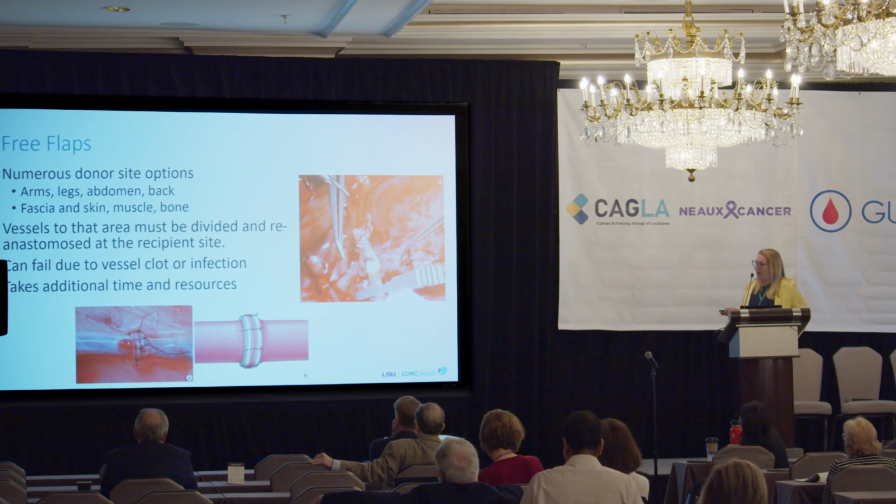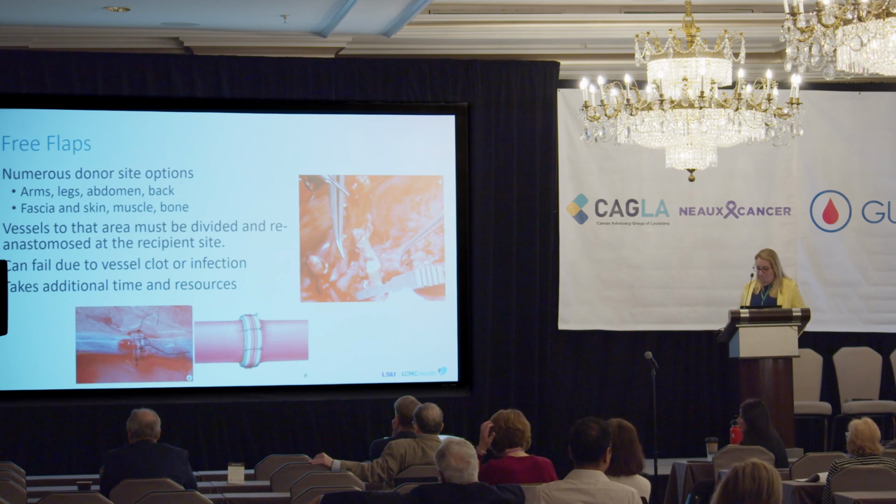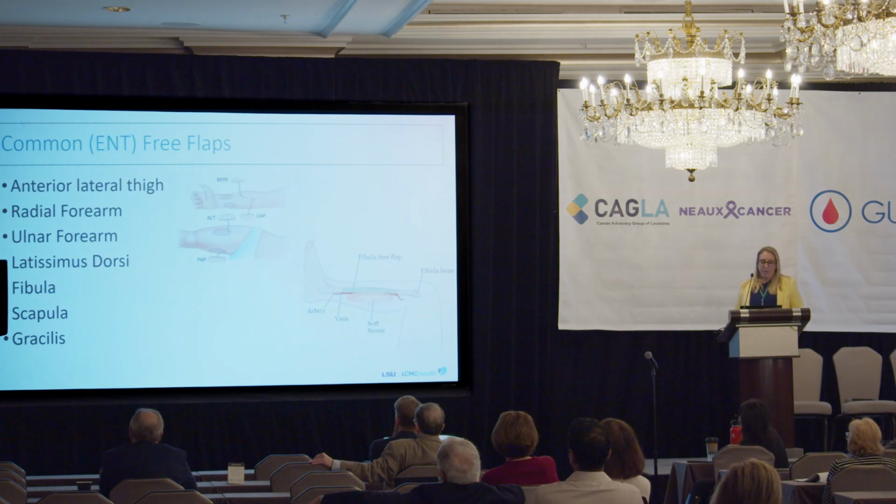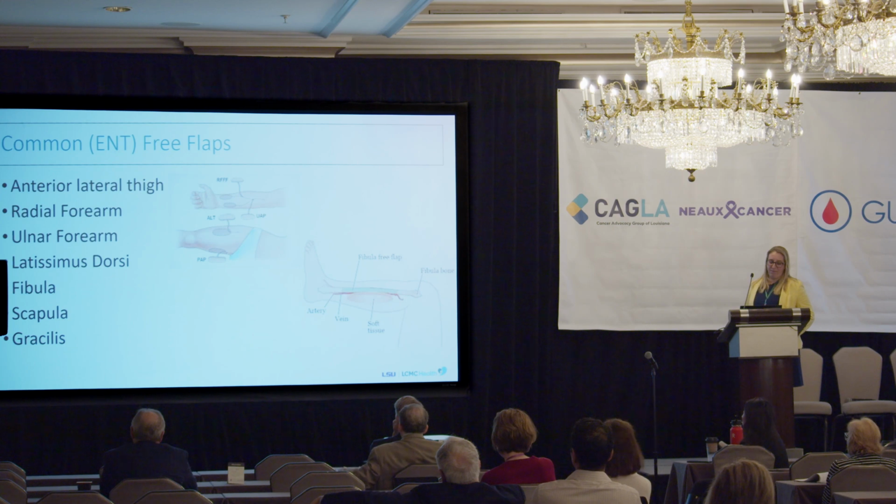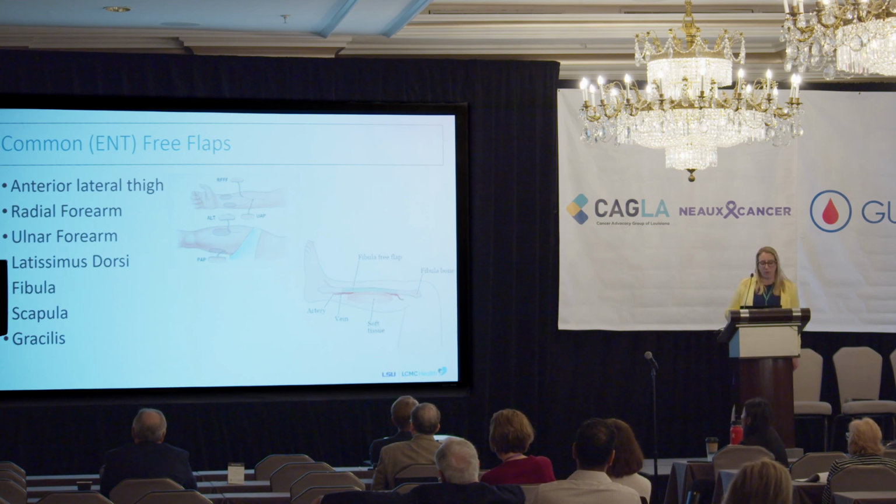These are just pictures of us. We use the microscope to suture the artery to the new artery in the neck somewhere using some really fine suture, and then the vein coupler device to keep that system flowing. Common free flaps that we use are from the thigh, the arm, the back, the fibula, scapula, and the gracilis. These are all just pictures of kind of where we can take from. And then our plastic surgery colleagues usually do a lot of these from the abdomen as well for breast reconstruction and other wounds.